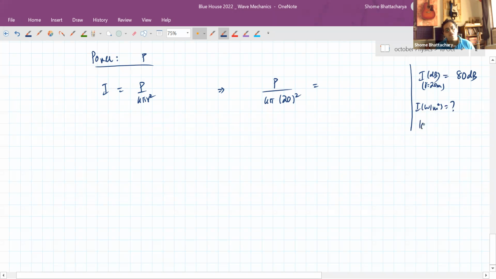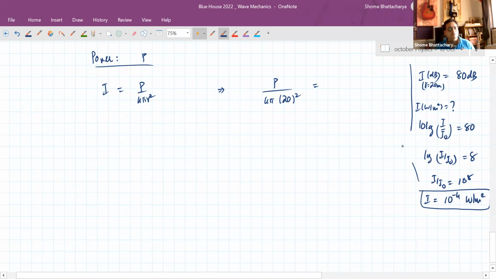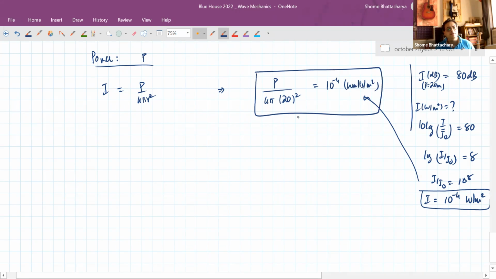is how much? So 10 log I divided by I naught is equal to 80. So log I by I naught is 8, so I by I naught is 10 raised power 8. So I is equal to 10 raised power minus 4 watts per meter square, because I naught is 10 raised power minus 12. So this is 10 raised power minus 4 watts per meter square, and we can calculate the power from this.